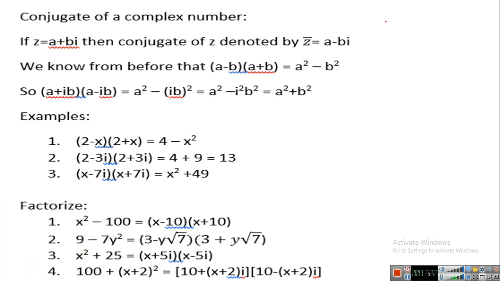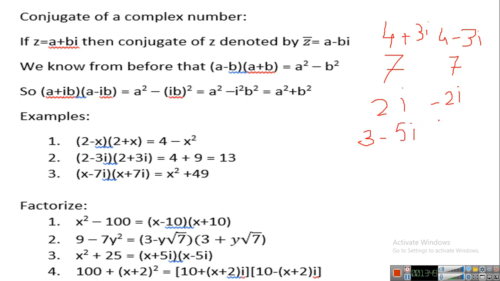So what is the conjugate of 4 plus 3i? The conjugate will be 4 minus 3i. What is the conjugate of 7? Because I don't have i, it is 7. I don't change the real part. The conjugate of 2i is minus 2i. Only you change the i. If you have 3 minus 5i, the conjugate will be 3 plus 5i.